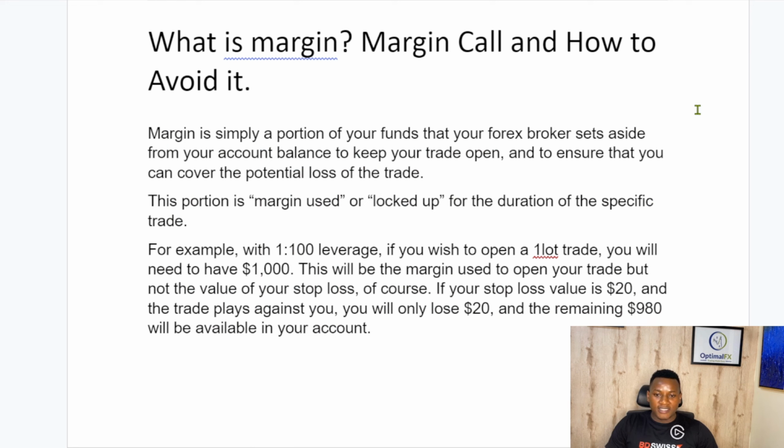What is margin? What is margin call and how to actually avoid it? Margin is simply a portion of your funds that your forex broker sets aside from your account balance to keep your trade open and to ensure that you can cover the potential loss of the trade. This portion is margin used, or rather margin locked up, and it's locked up for the duration of that specific trade. So let me explain.